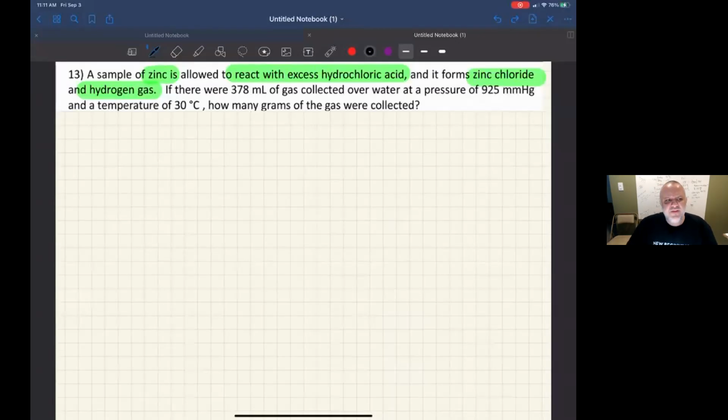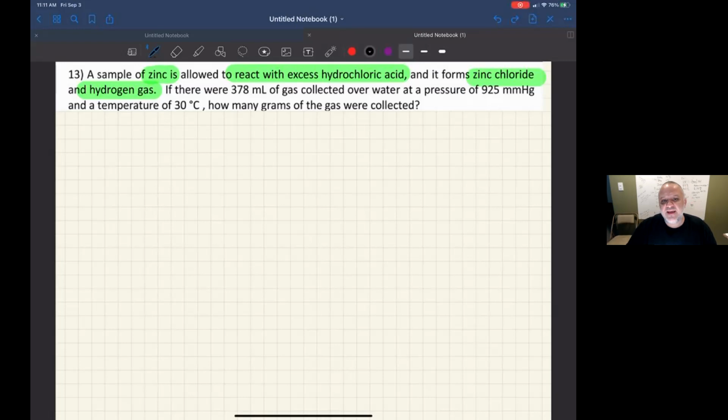Okay, here's one of these big problems. This is taking the ideal gas law, the combined gas laws, Dalton's law of partial pressure, all the concepts you learned in the gases chapter, and bringing back in all of the stuff you had from chemical reactions and stoichiometry and tying it all into one problem.